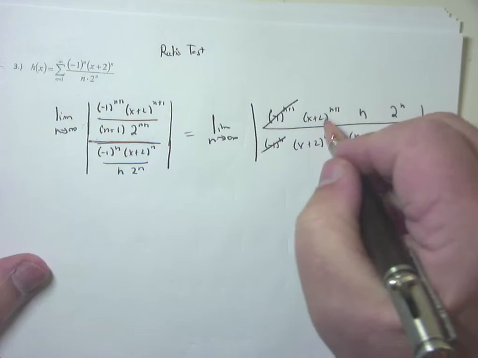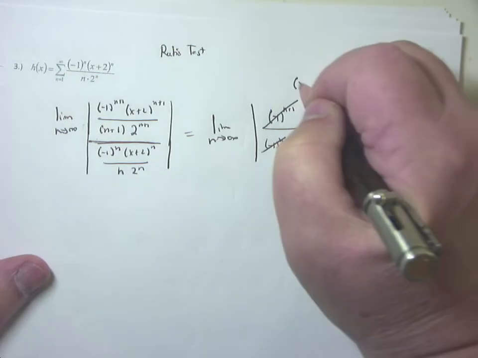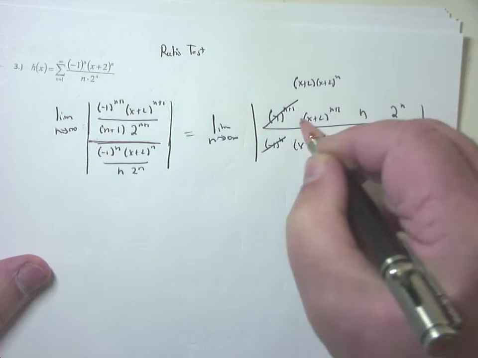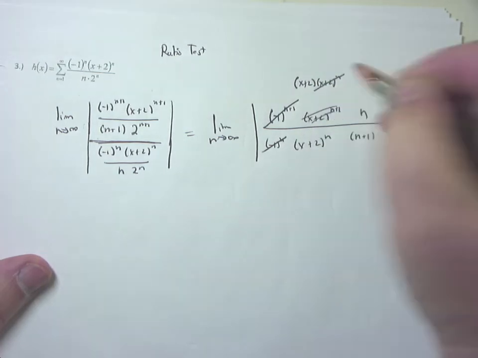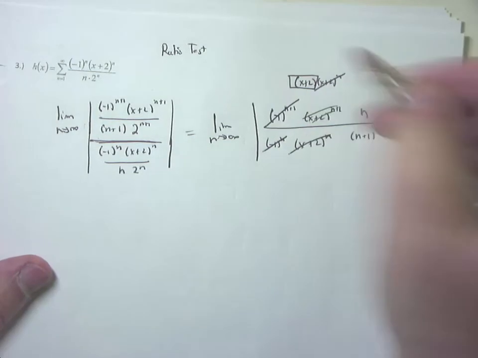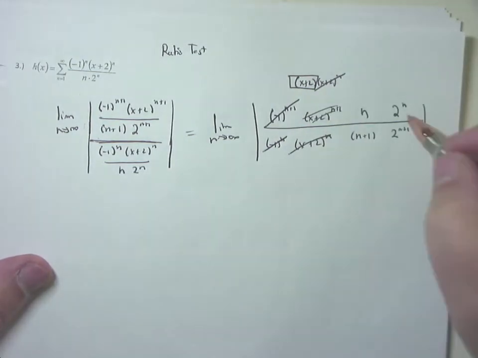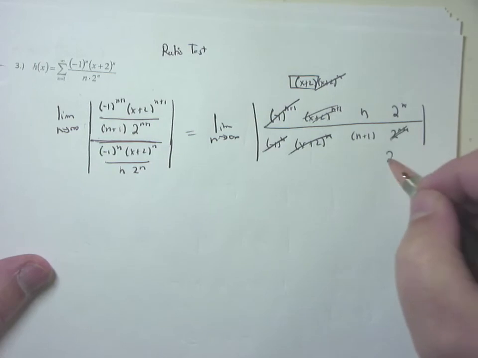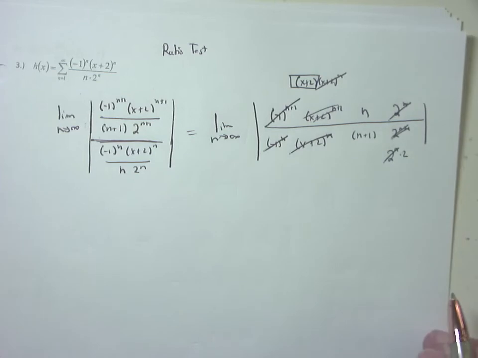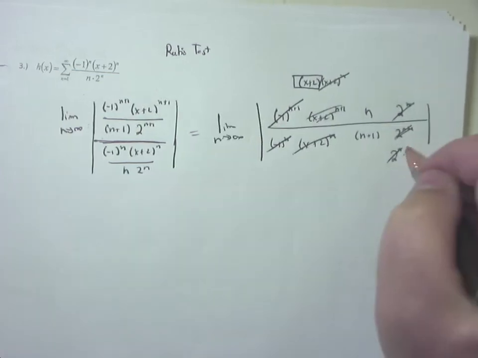I got x plus 2 to the n plus 1. That's the same thing as x plus 2 times x plus 2 to the n. I pulled one of them off just so I can cancel the x plus 2 to the n with the x plus 2 to the n. So I'm left in the numerator with an x plus 2. I got 2 to the n divided by 2 to the n plus 1. 2 to the n plus 1 is 2 to the n times 2. The 2 to the n's cancel. So that leaves me with a 2 in the bottom.